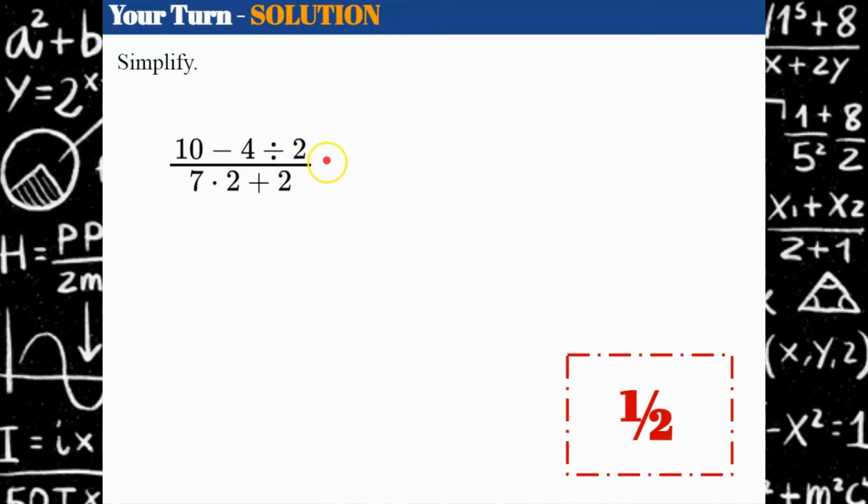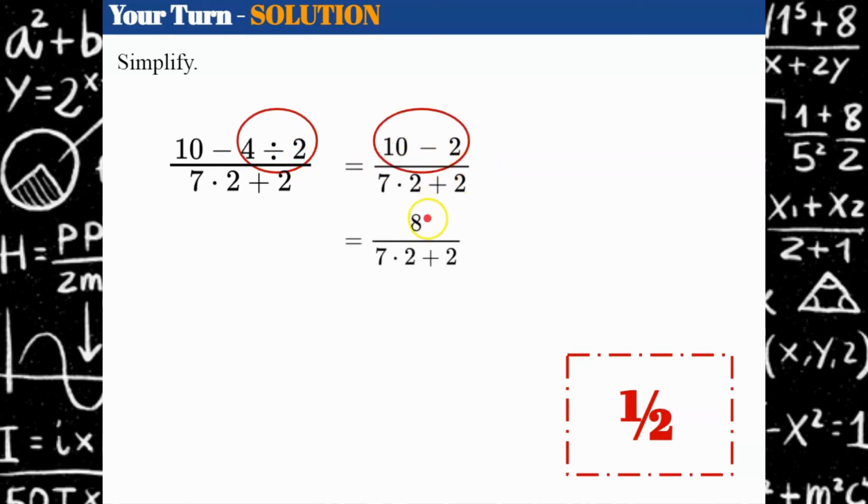There are no parentheses. There are no exponents. So I'm going to look for multiplication and division. Here I have 4 divided by 2. So now this gives me 10 subtract 2. 10 subtract 2 is 8. So the numerator is simplified.